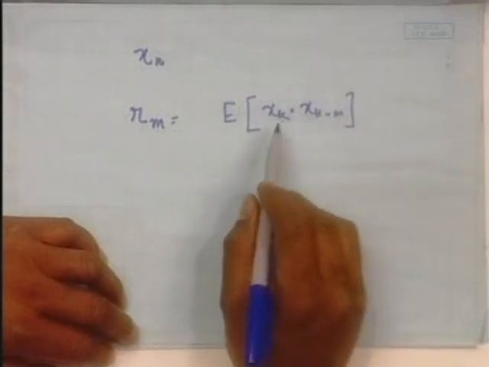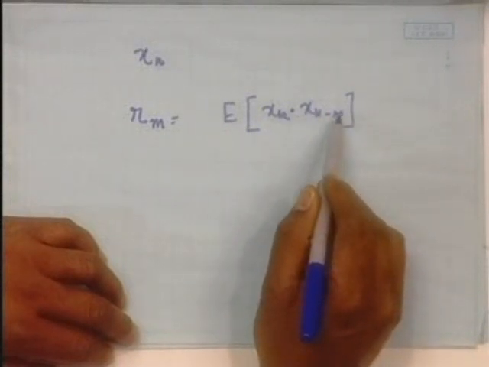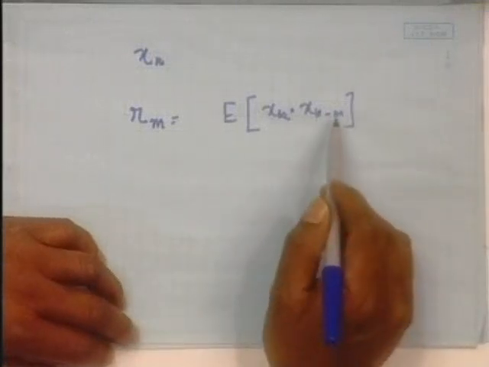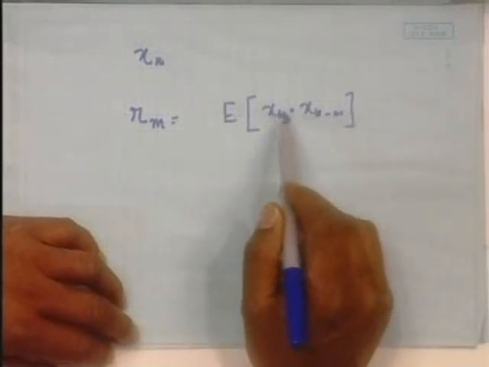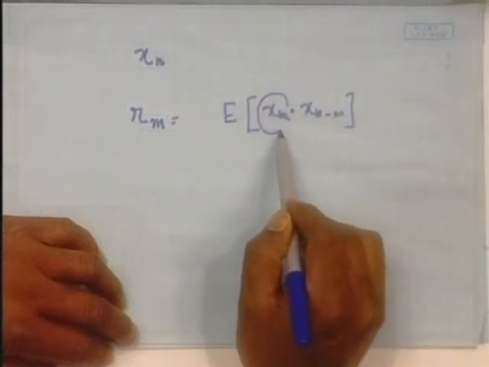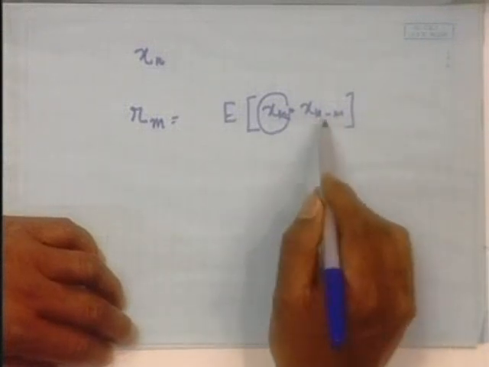That means multiply the present value of the signal with delayed values of the signal, delayed either towards the left or right, and find out the expected value. That means you are trying to find out the correlation of the kth sample with the mth sample before it, that is, delayed by m.